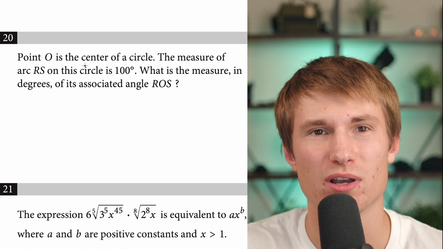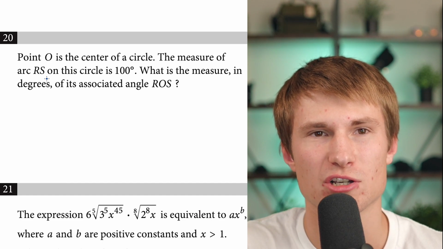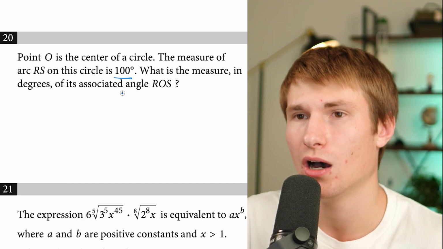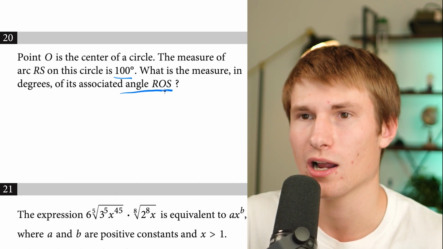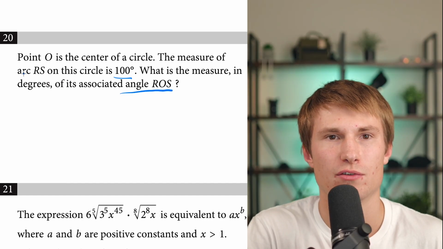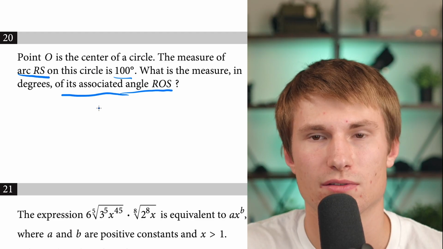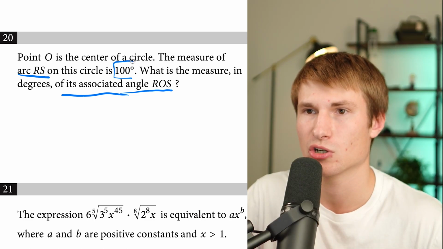Question 20 states point O is the center of a circle. The measure of arc RS on the circle is 100 degrees. What is the measure in degrees of its associated angle RS? Now, what you need to know here is that if you have an arc, for example, RS, and you have its associated angle, that associated angle is going to be the same degrees as the arc. So the answer here is just 100.